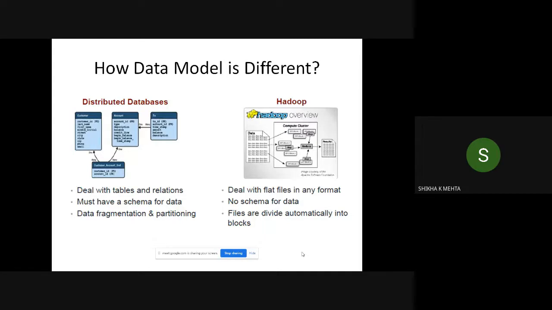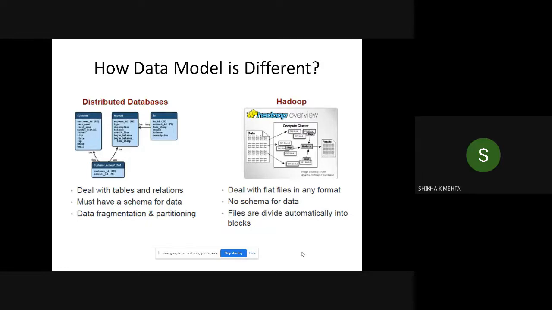Then when we talk about RDBMS, or databases, they must have a schema for the data. But in Hadoop, since we are talking about flat files, you may have a doc file, you may have a text file, you may have an Excel sheet. All these are files only. So we are not talking about any schema, that is not required over there.